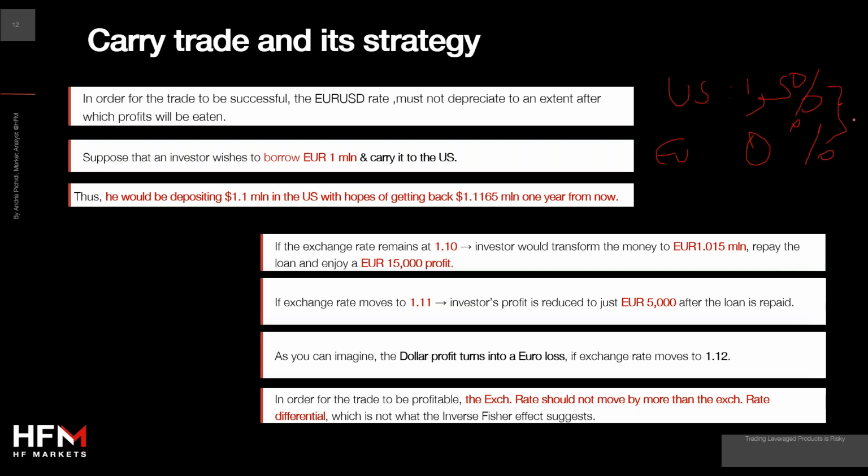So you need to remember that for any trade to be profitable, the exchange rate should not move by more than the exchange rate differential. In this case, the interest rate differential is 1.5%, but the difference between the initial exchange rate and where it ends, if it reached 1.12, will be 2%. So it's greater than the interest rate differential. So a carry trade is only profitable if the exchange rate should not move by more than the interest rate differential.